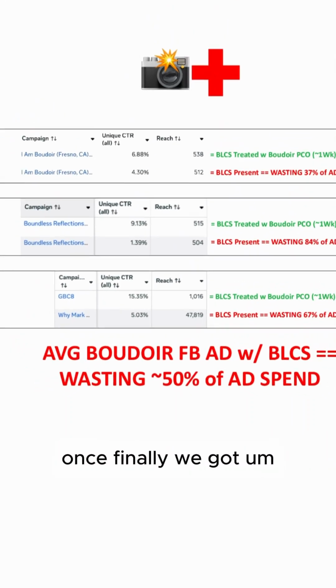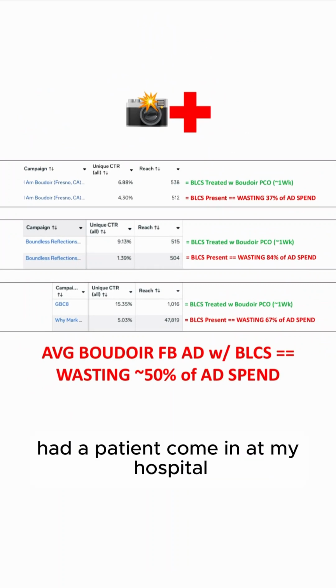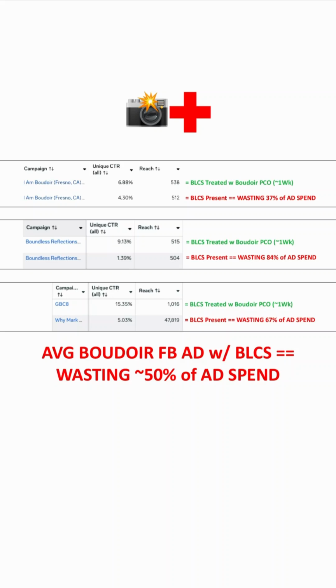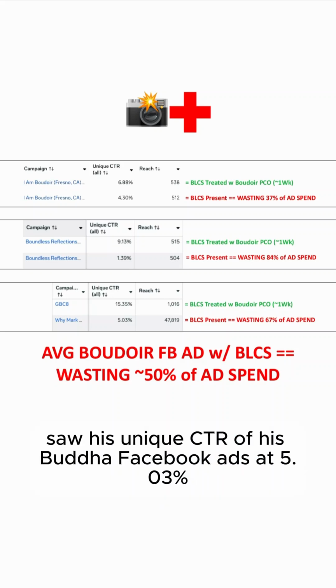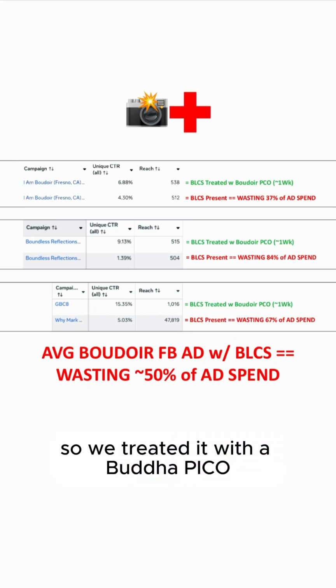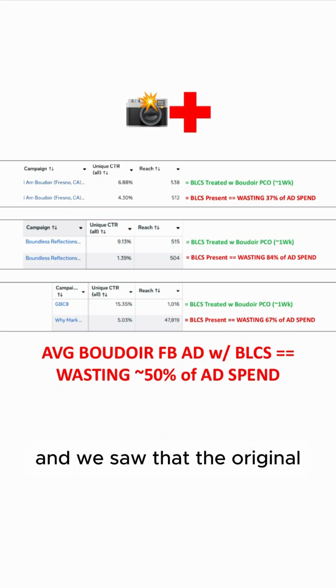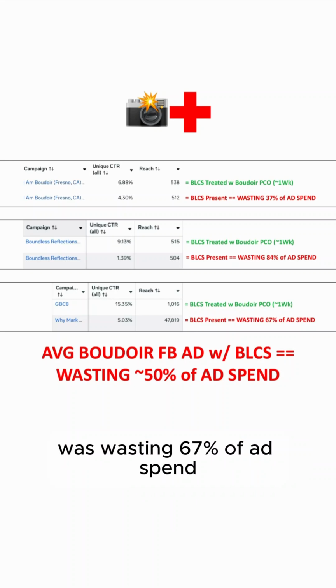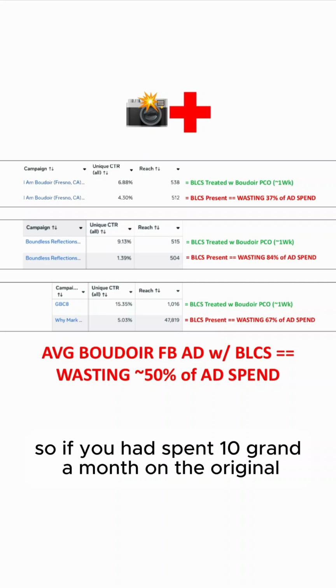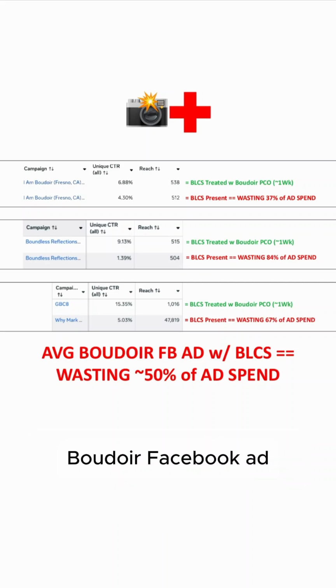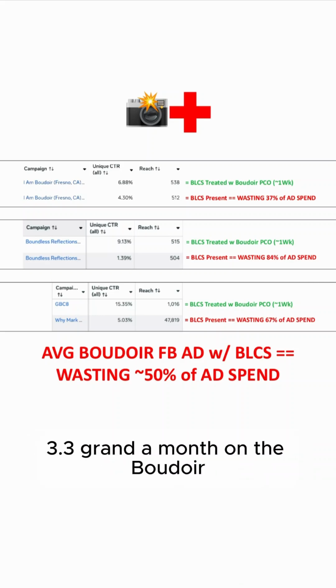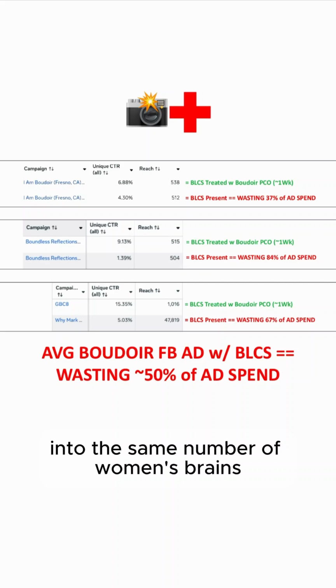Finally, we had a patient come in at my hospital who saw the unique CTR of his Boudoir Facebook ad was 5.03%. We treated it with Boudoir Pico. It took about a week. We got the unique CTR up to 15.35%, and we saw that the original was wasting 67% of ad spend. So if he was spending 10 grand a month on the original ad, now he only needs to spend 3.3 grand a month on the Boudoir Pico treated ad to get it into the same number of women's brains.